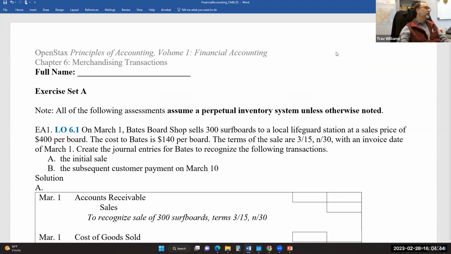We're also going to deal with a couple different types of discounts. Sorry, it sounds like there's a jet flying by.